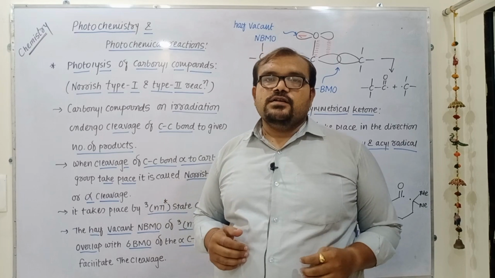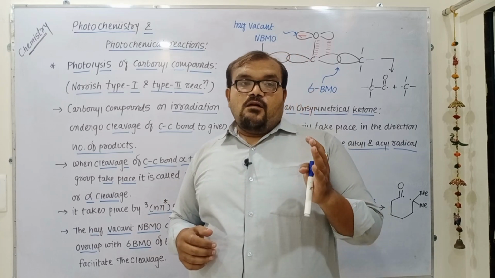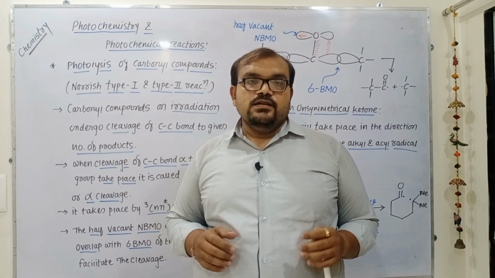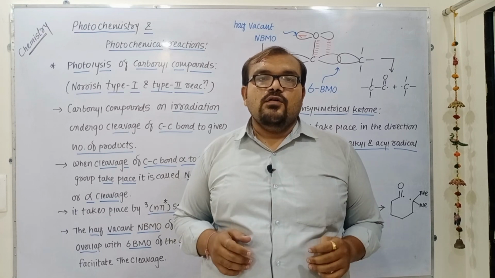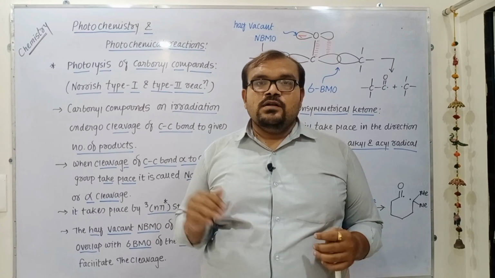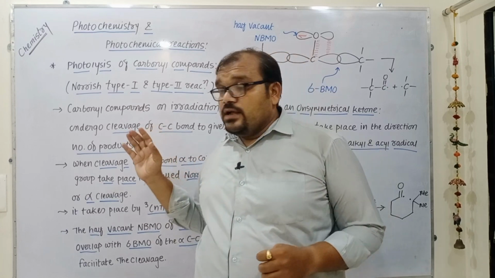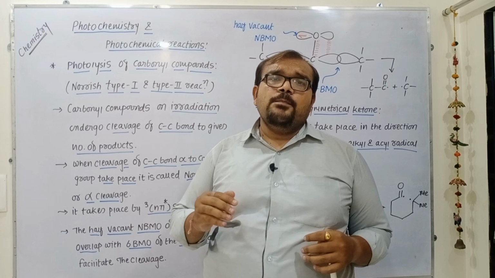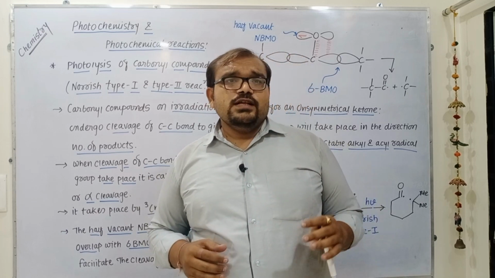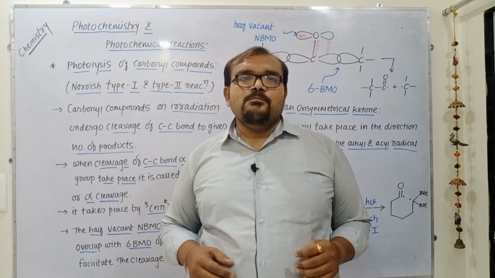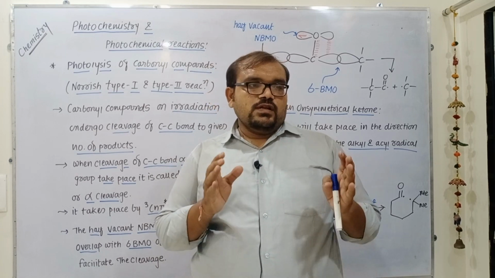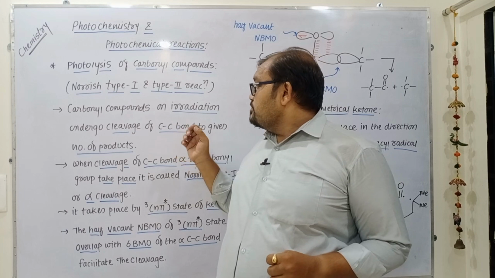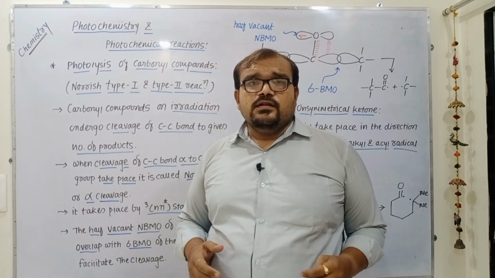Now the next important photochemical reaction, that is Norrish type 1 and Norrish type 2 reaction. It is a photolysis of carbonyl compounds. So how is it carried out? Let's see with an example. As we have discussed, when irradiation is given to a carbonyl compound, it will undergo carbon-carbon bond cleavage, right, as we can see here, and it will give a number of products.